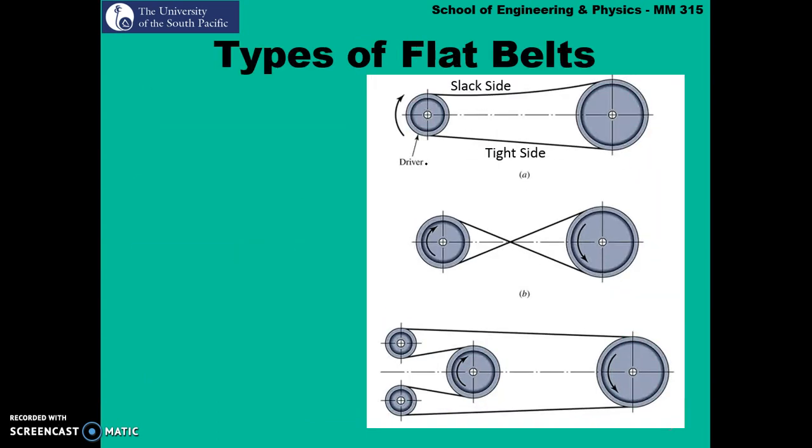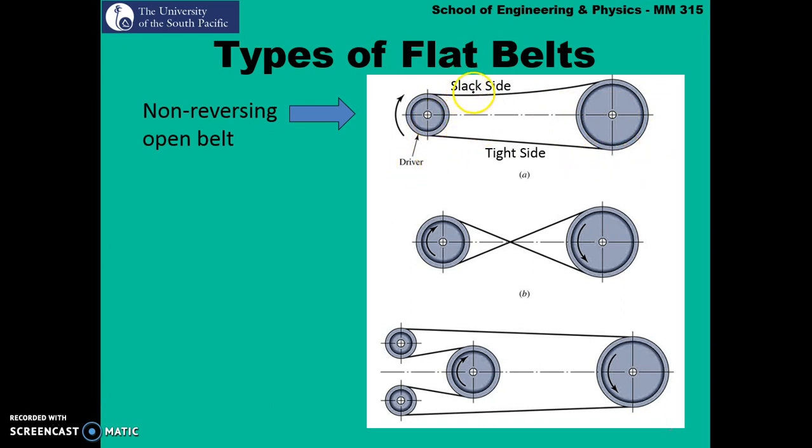So there are different types of belt orientation. The first one is what we call a non-reversing open belt. The reason why it's called an open belt is because the belt is not crisscrossing over itself. So this is an open belt drive and non-reversing. What it means is that if the driver rotates in the clockwise direction, so does the driven pulley. So you've got the driver and you've got the driven.